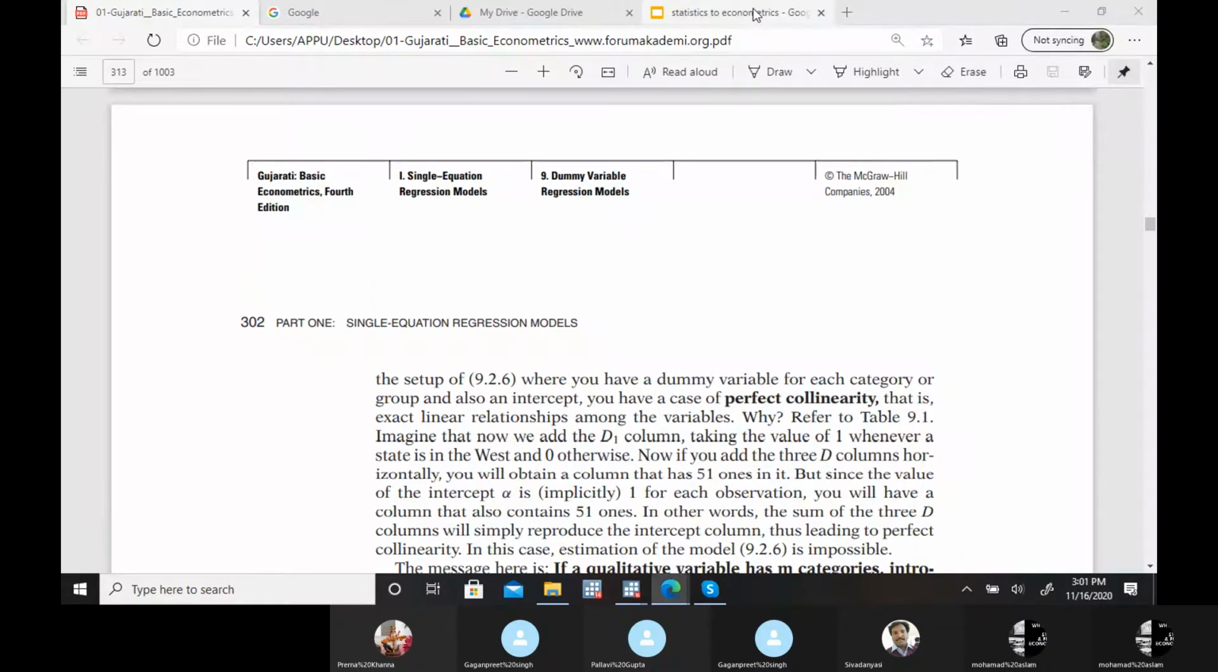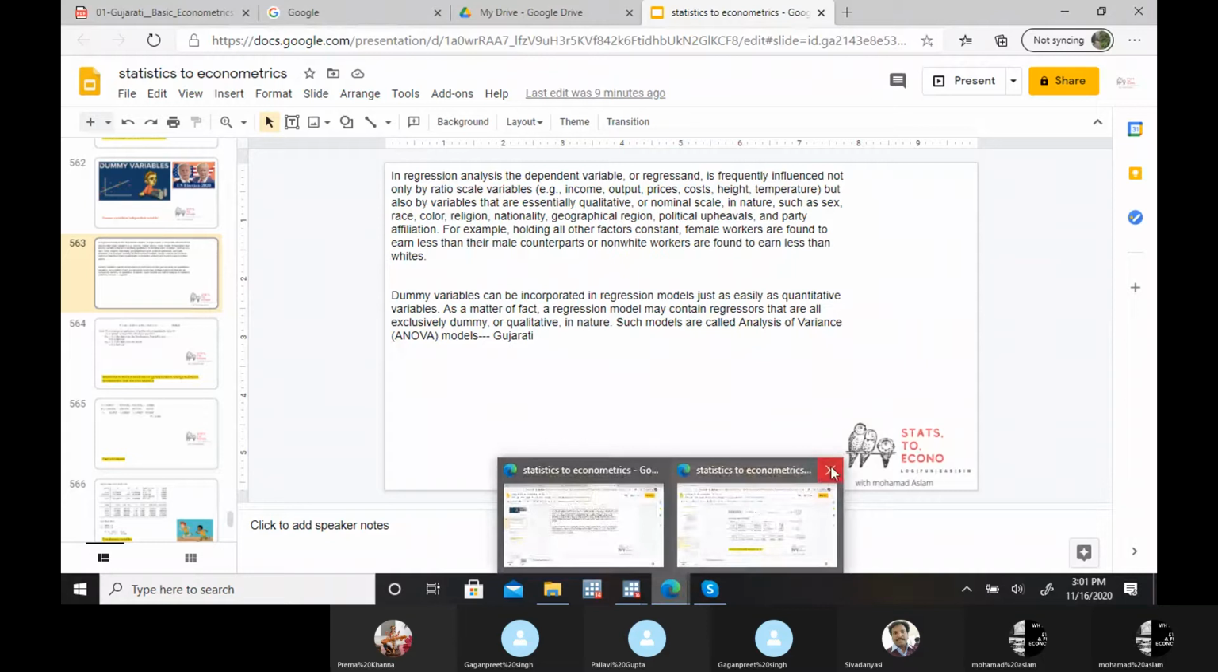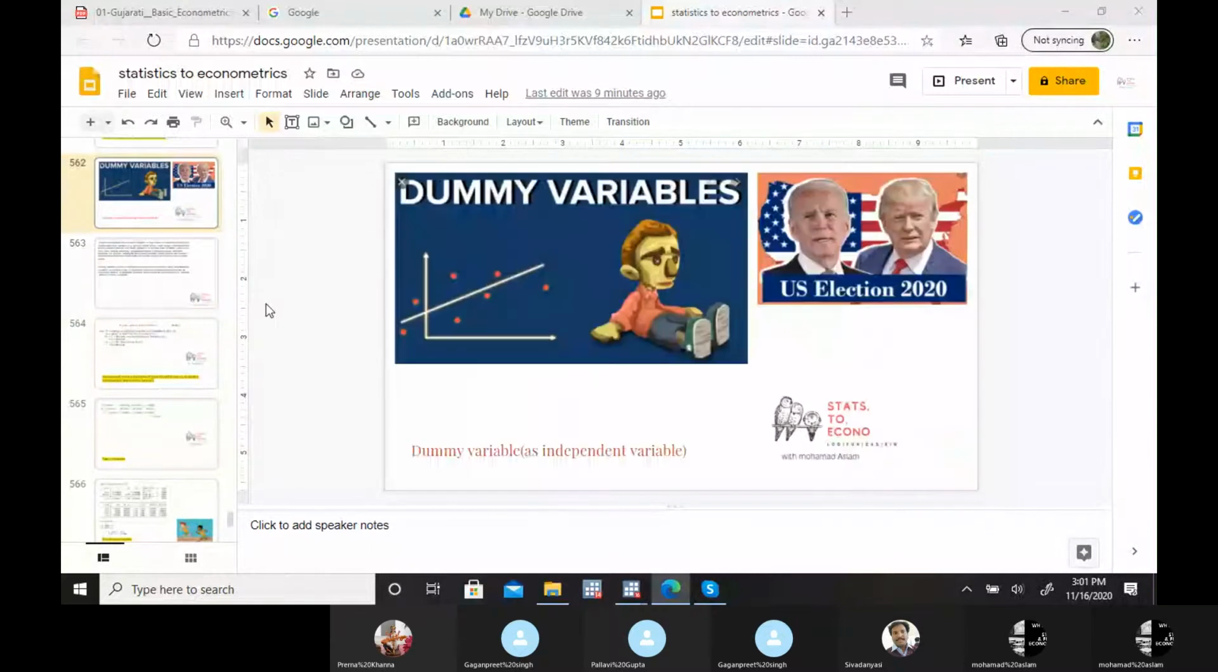Let's today start with the dummy variable case. First, what this dummy variable is and how we deal with it when we have an independent variable as a dummy variable. Today we'll do this exercise with this data, and most of the content today I'm taking from Gujarati chapter 9.